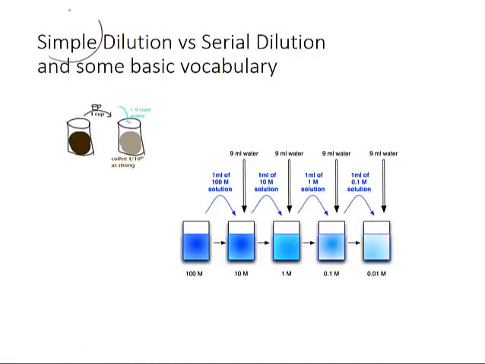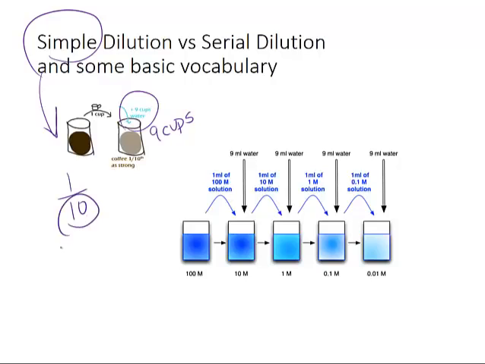There's a simple dilution, which would be like if I diluted some coffee. So let's say I had some concentrated coffee and I'm going to add water. It says 9 cups here, it's a little hard to see. So I'm going to add 9 cups of water. This is a 1 out of 10 dilution.